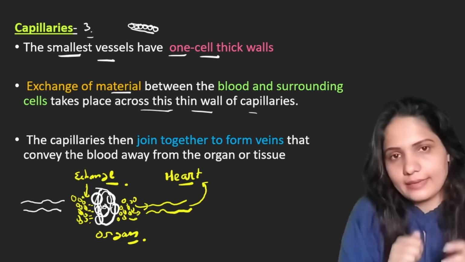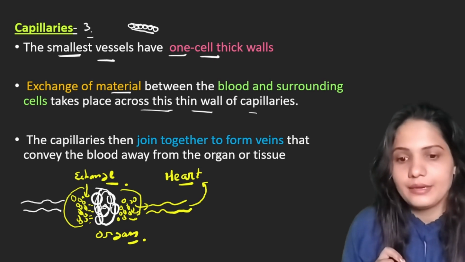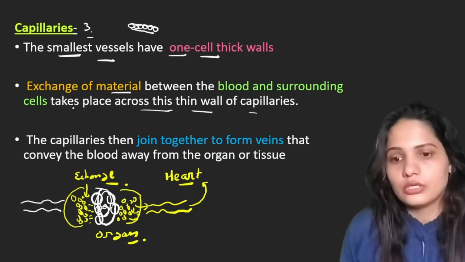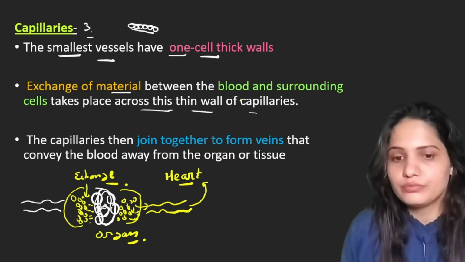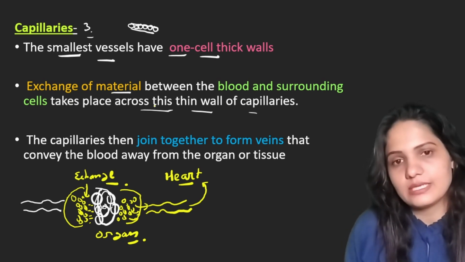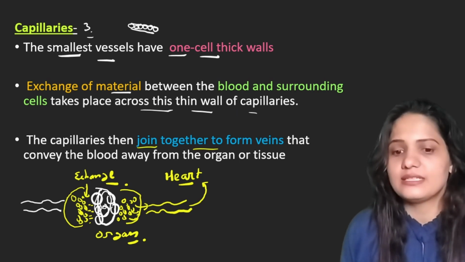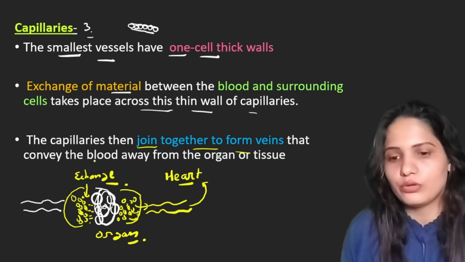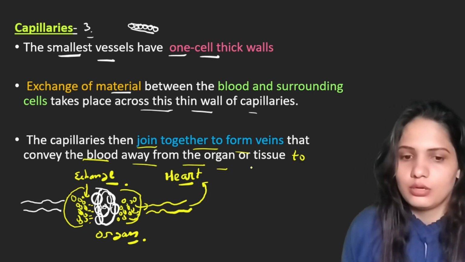This is what I'm trying to convey. These are capillaries, here and here too. So if we try to understand this point, the exchange of material between the blood and surrounding cells takes place across the thin wall of capillaries. Now the capillaries join together to form veins. I also told you this, and they convey the blood away from the organ or tissue to the heart.